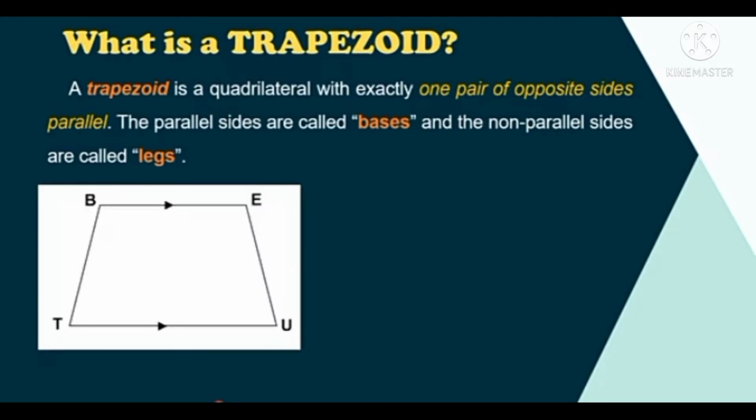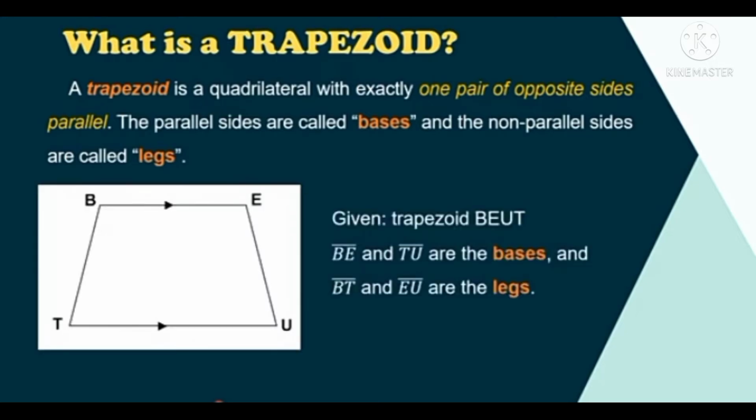I have here a trapezoid BEUT. Notice that segment BE and segment TU are parallel, and they are what we call the bases of the trapezoid. However, segment BT and EU are non-parallel sides, and they are what we call the legs of the trapezoid.